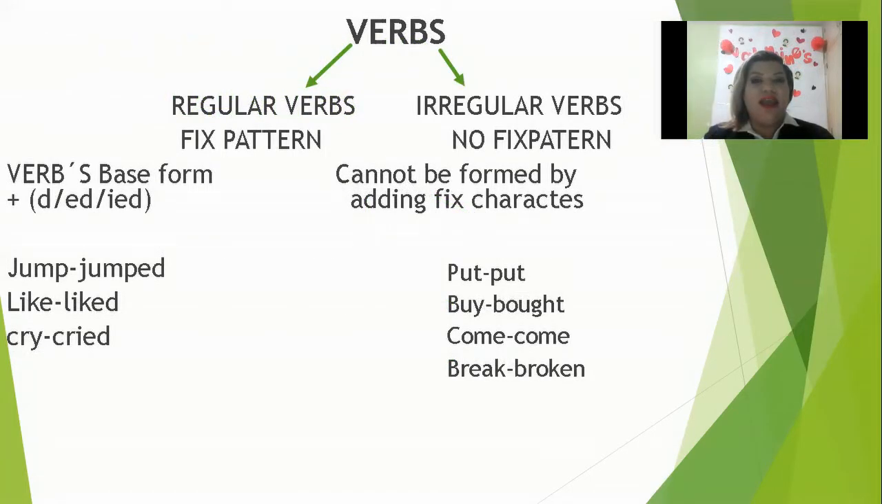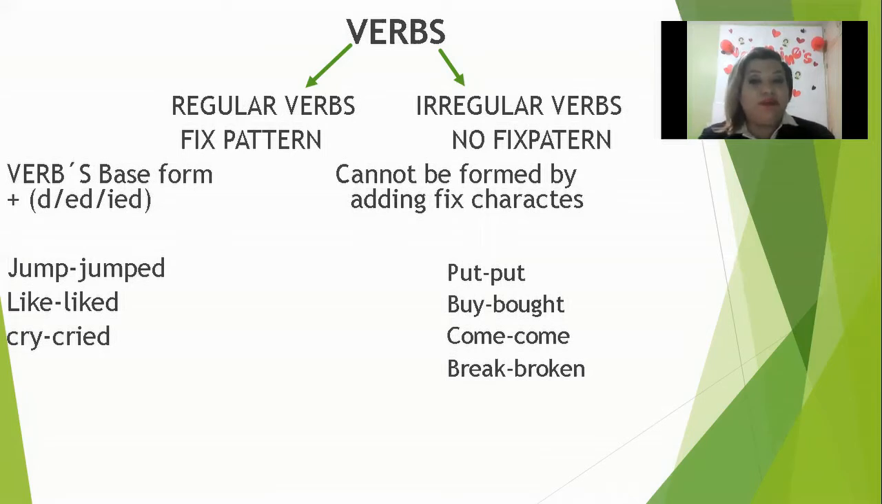Verbs are divided into groups, regular verbs and irregular verbs. The regular verbs are fixed pattern verbs. In base form, we add d, ed, ied. We have some examples: jump, jumped, like, liked, cry, cried.